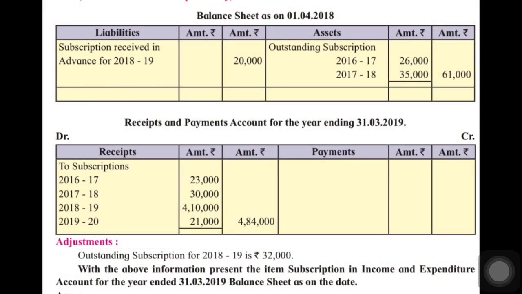Now see, this is your assignment today. A sum is given to you. It is very similar to the sum we did before. Balance sheet of previous year is given and receipt and payment account for the current year is given. Outstanding subscription 16-17, 17-18 is given to you, and subscription received in advance for 18-19 is given in the previous balance sheet, and presently it is given subscriptions are given to you for 16-17, 17-18, 18-19, 19-20, and remember our current year is 18-19. Outstanding subscription for 18-19 is given as 32,000. So just try it on your own and I'm sure you'll be able to do it.